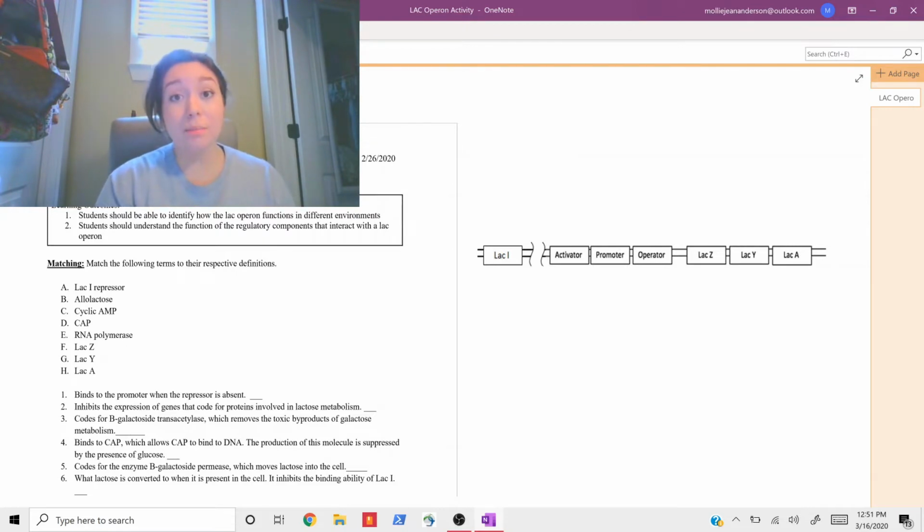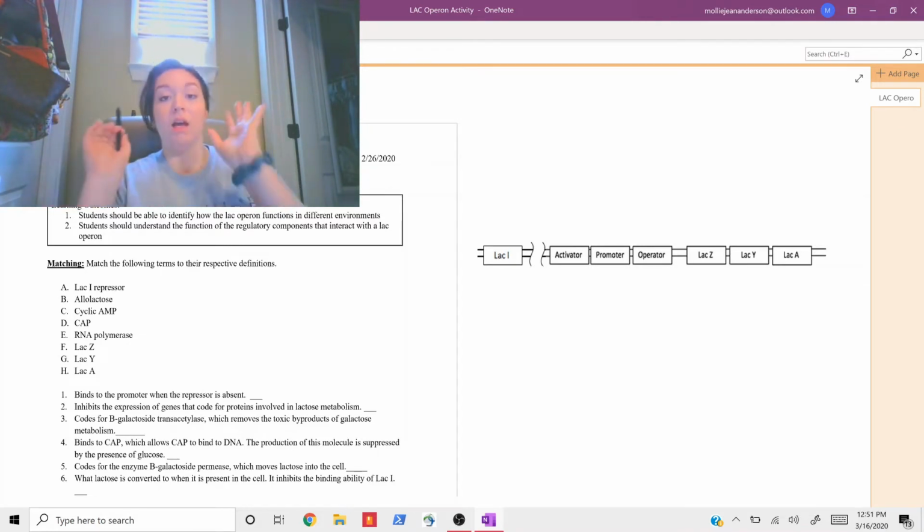What if glucose isn't present though? Well, there's other sugars such as lactose. Lactose is a disaccharide, but it's a lot harder for the cell to utilize disaccharides because there's a bond binding those two monosaccharides together, and so it's going to be harder for the cell to break down and utilize that energy versus just having the glucose as a quick, fast source of energy. So I'm going to show you how the Lac Operon works and why.